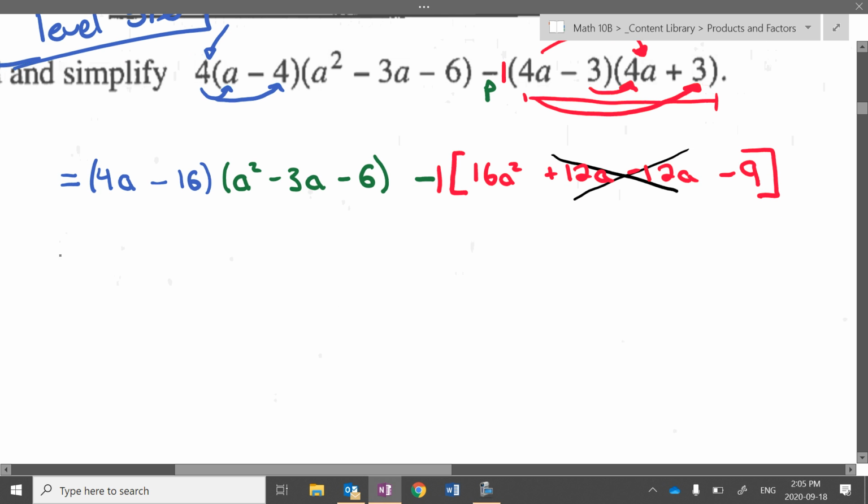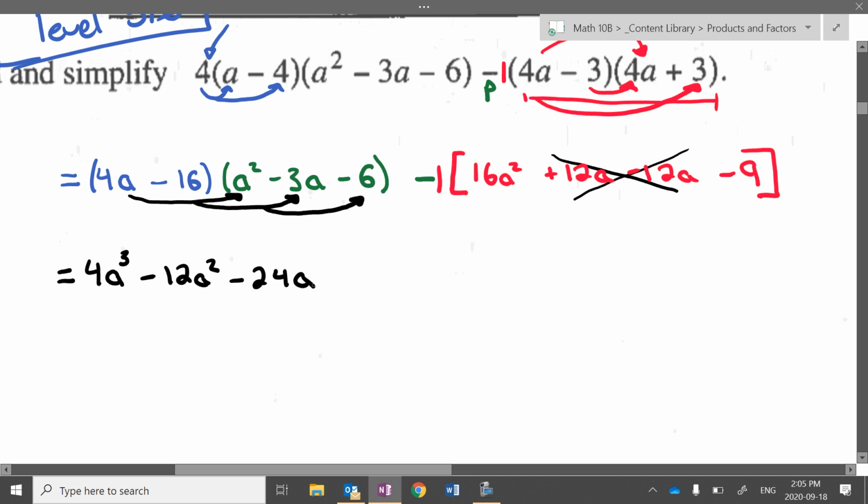So now on this next piece, on this first part, we have to do that multiplication. 4a times a squared gives me 4a to the power of 3. 4a times 3 gives me minus 12a squared. 4a times minus 6 gives me minus 24a.